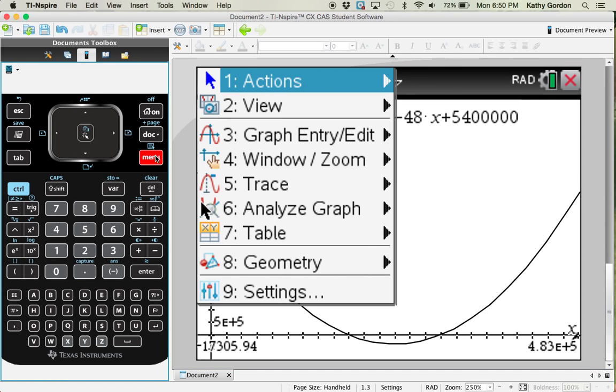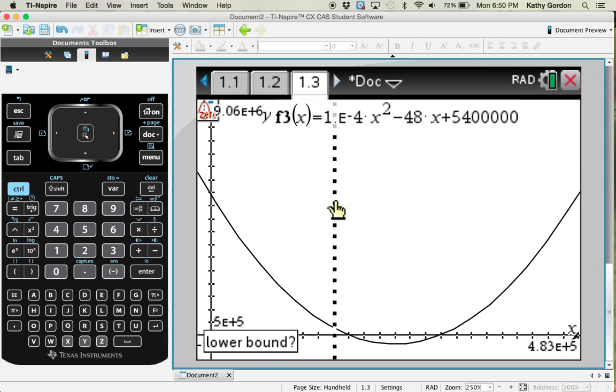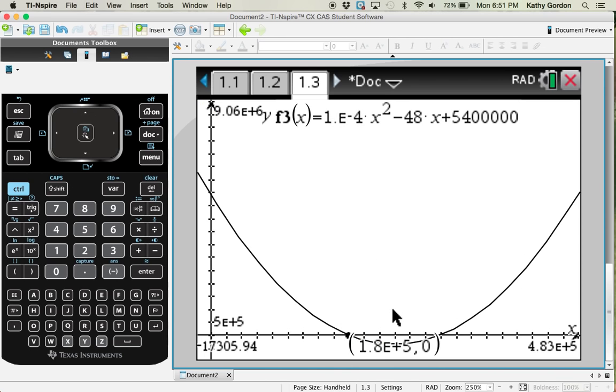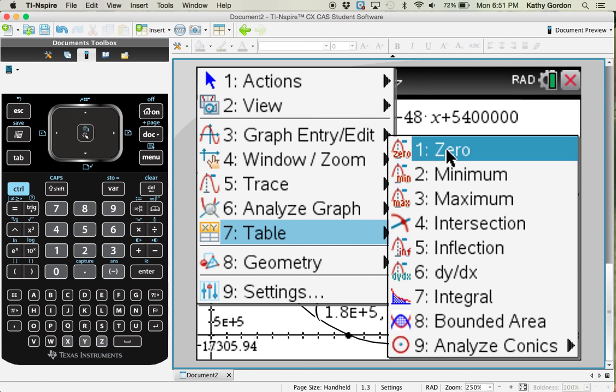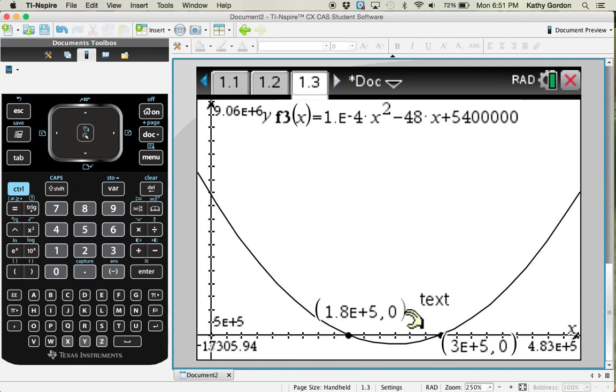So now I'll analyze. Menu, analyze, and I want zeros. That's what x-intercepts are called, or roots are called. They're called the zeros. So again, they're going to ask you to set up the bounds. So I set up a lower bound, I set up a higher bound, and there's my first possibility. But it's not my only possibility, so I'm just going to move this label up a bit so it's out of the way. And now I'm going to do the same thing. Menu, analyze, zero, and go a little bit to the left and a little bit to the right, and there we go.